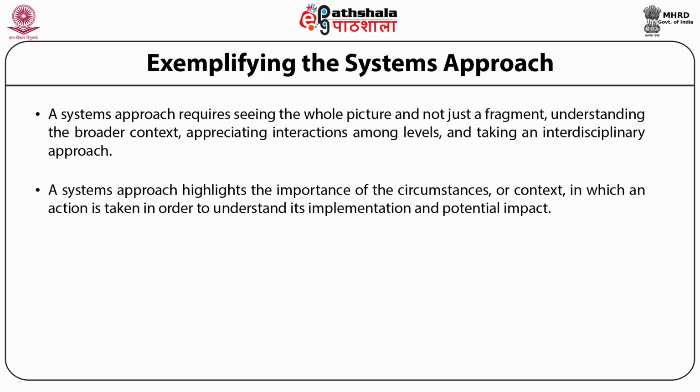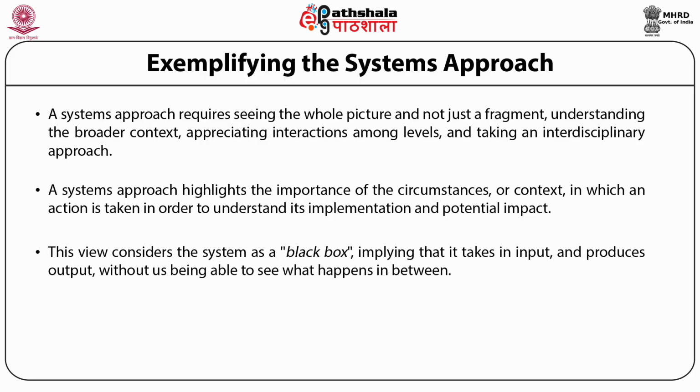For example, considering the case of a particular city, we can measure the total amount of fuel consumed in that city. That becomes the input, and the total amount of pollution generated is the output. Without knowing which person was responsible for which part of the pollution, this view considers the system as a black box, which implies that it takes input and produces output without us being able to see what happens in between. In contrast, if we can see the system's internal processes, we might call it a white box.